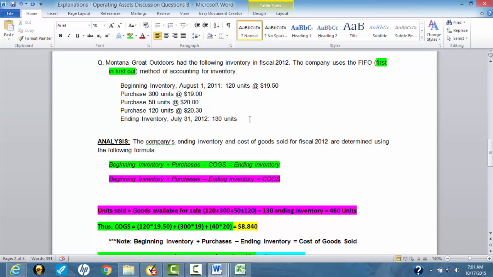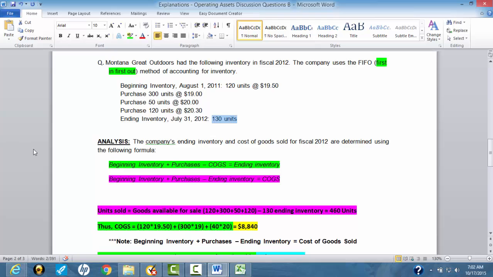Beginning inventory, August 1, 2011 is 120 units purchased at a cost of 19.50 each. Now, other purchases came in at varying costs: 300 at 19.0, 50 at 20, and then 120 at 20.30. At the end of the period, 130 units remained.